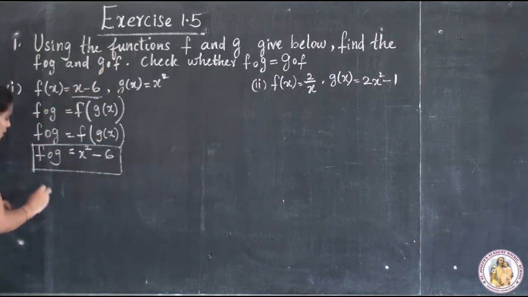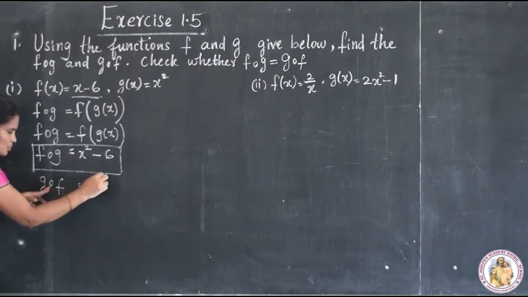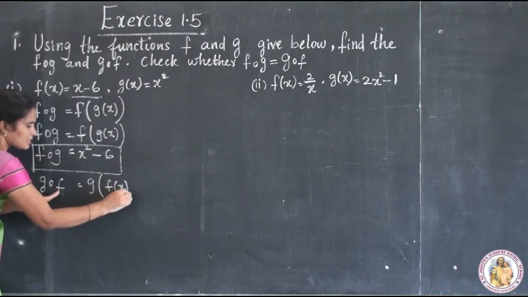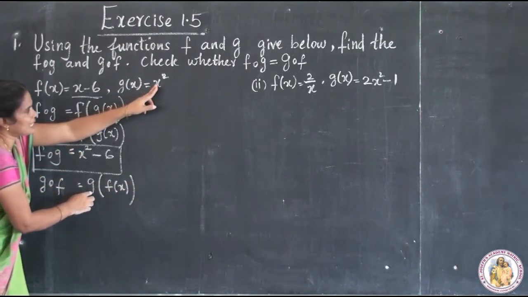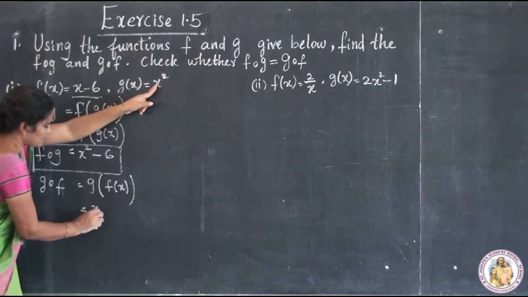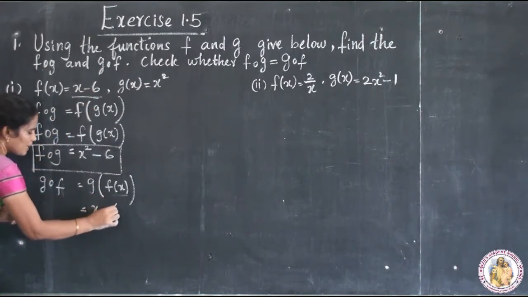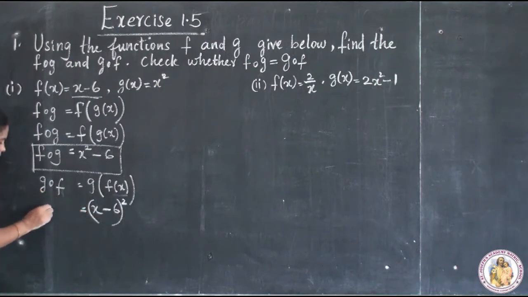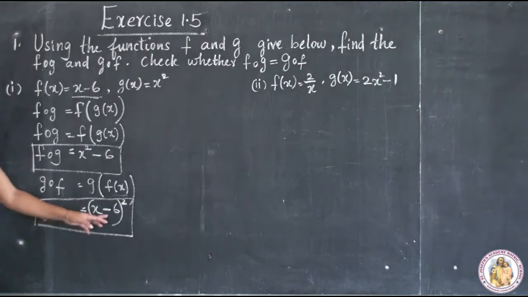Then take g of f. G of f is nothing but g of, use bracket, f of x. Now write g. What is g? G is x square. So in place of x, f of x is x minus 6, so minus 6 whole square. So g of f is x minus 6 whole square.